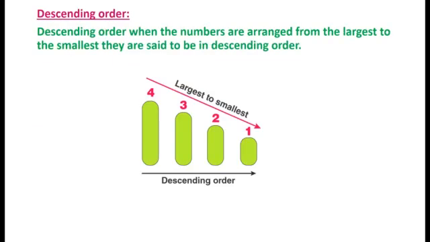After comes this descending order. Children, you can see descending order is the order when the numbers are arranged from the largest to the smallest. They are said to be in descending order. You can see in this picture that in descending order we are moving from the largest to the smallest. So the largest number will be written at first, and then smaller than that, then again a smaller number, and in that way we are moving.